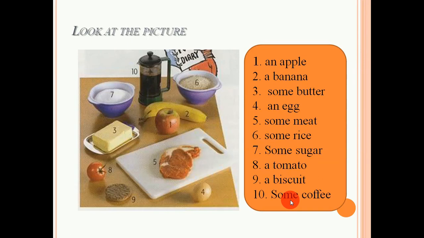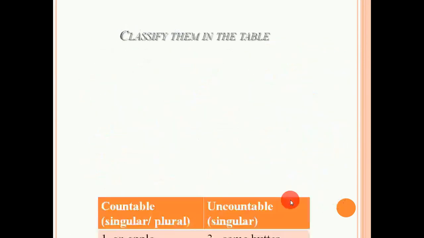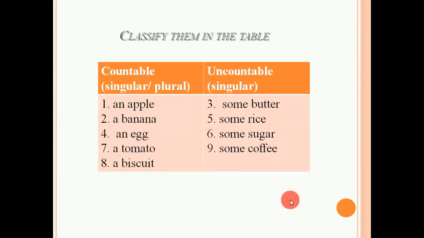خلينا نشوفوا كيفاش صنفناهم في هذا الجدول. ها هما countable nouns قادرين يكونوا singular ولا plural، وهذو uncountable nouns اللي ديما تلقاهم في singular form. نروحوا countable قبل. An apple, a banana, an egg, a tomato, a biscuit. وش تلاحظوا في الليست هذه؟ تلاحظوا أنها كامل في صيغة المفرد، كامل singular.